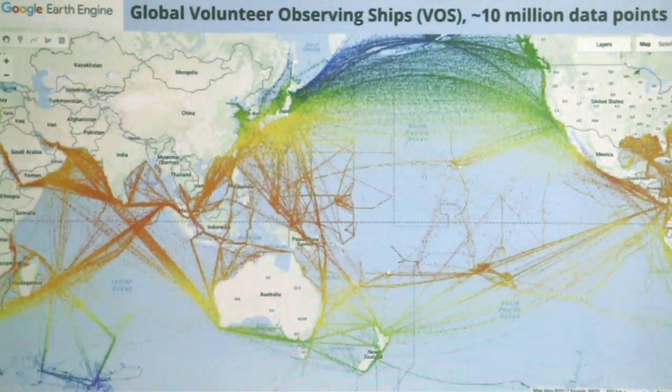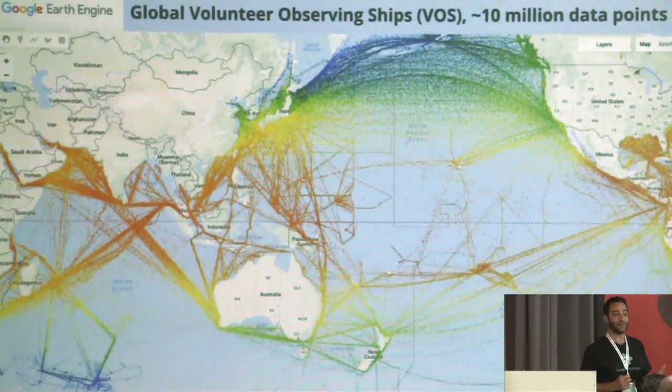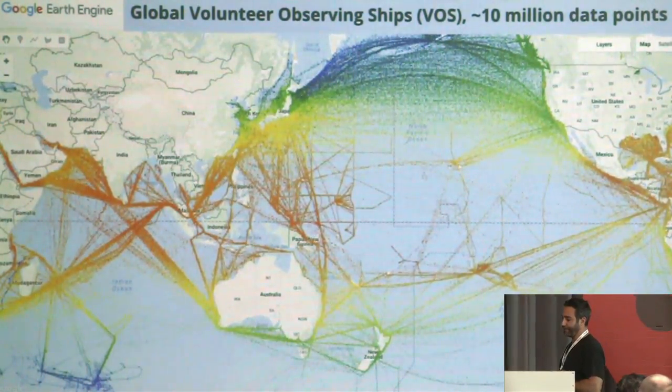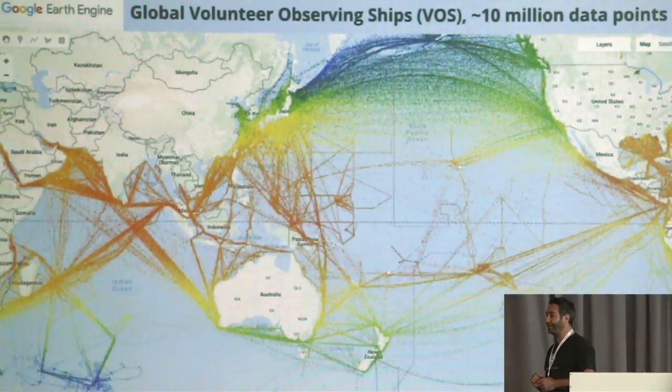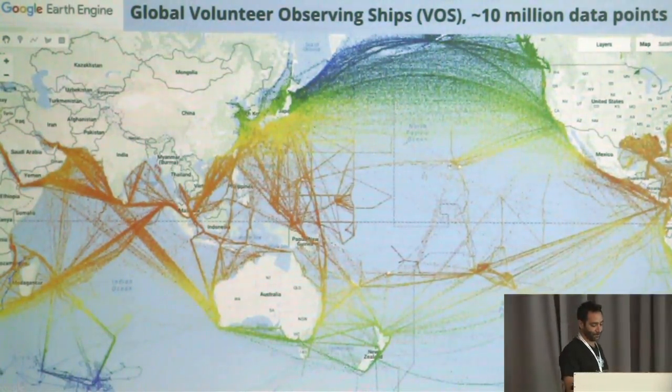This is a data set from the Global Volunteer Observing Ships data, which one of our engineers has been working very hard to ingest. And I believe Rebecca showed this slide yesterday. The color here is the sea surface temperature measured by these ships, but there's a bunch of other information in there as well. This is just a preview. We hope to have this in the public data catalog in the very near future.